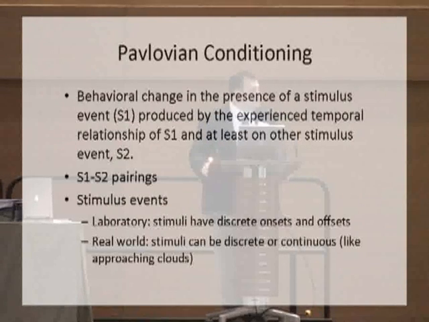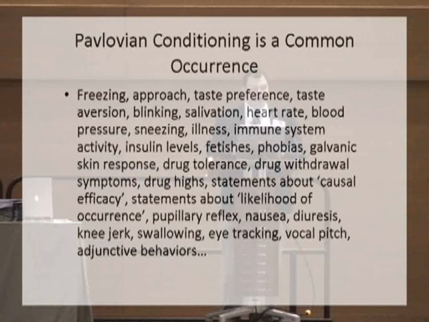Now, these stimulus events in the laboratory have discrete onsets and offsets. In the real world, events flow continuously. We know that events usually are not discrete, so the clouds are an example of a continuous flow. It's a very common occurrence, Pavlovian conditioning is. There are any number of different conditioned responses. I just generated this kind of from memory. The first few here, freezing, approach, taste preference, taste aversion, blinking, are common laboratory preparations for the study of Pavlovian conditioning, but we have many others.